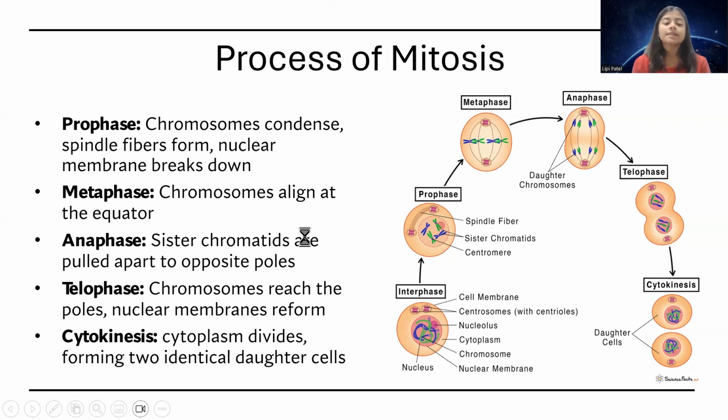Next step is cytokinesis. Cytokinesis is the step in which the cytoplasm divides. Cyto is cytoplasm or cell, and kinesis is division, forming two identical daughter cells. So this constriction grows and separates the two cells, or two daughter cells.